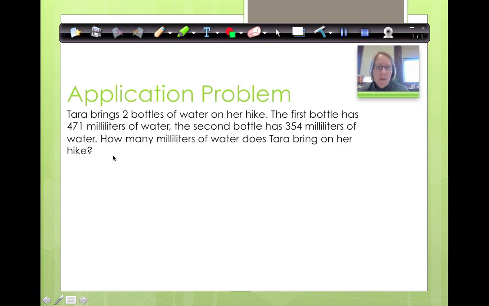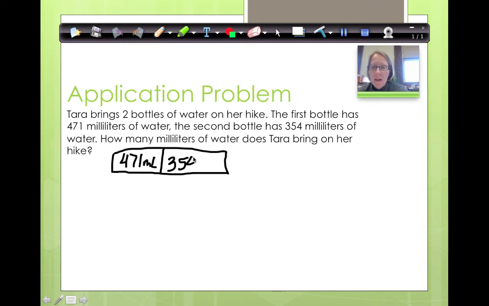Now, if I'm making a tape diagram, I have 2 pieces of tape. One piece is for one bottle, the other piece is for the other bottle. So this is 471 milliliters. And this is our other bottle, which is 354 milliliters. Okay, now that being said, I want to know how much water, or the total, that she brought. So pause the video and give it a shot.